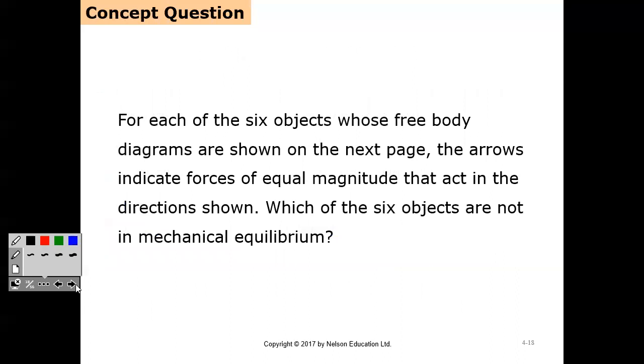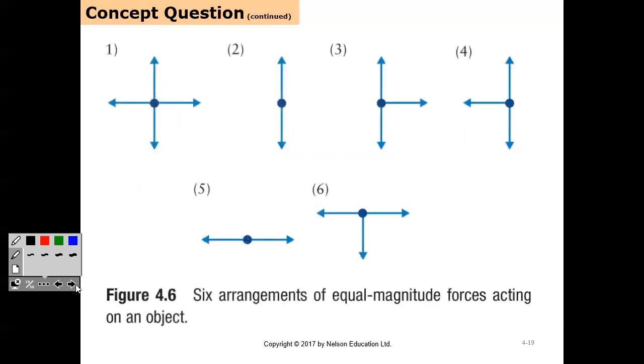Right, so we got another concept question on this. For each of the 6 objects whose free body diagrams are shown in the next page, the arrows indicate forces of equal magnitude that act in the directions shown. Which of the 6 objects are not in mechanical equilibrium? It's an easy question, right?